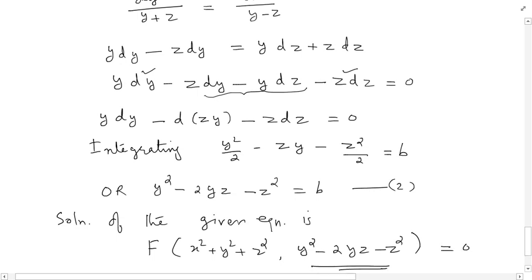To conclude, the method for solving a Lagrange equation is writing the auxiliary equation and finding two independent solutions of the auxiliary equation. For finding the two independent solutions, there are different methods. Sometimes by grouping some ratios you will get the answer directly, or sometimes you have to go for the method of multipliers, or sometimes you have to find equivalent ratios and equate that equivalent ratio with the original ratio in the auxiliary equation. Somehow you have to find two independent solutions of the auxiliary equation. At the end, by using the theorem, write down the solution of the Lagrange equation in the form f of u, v equal to 0.